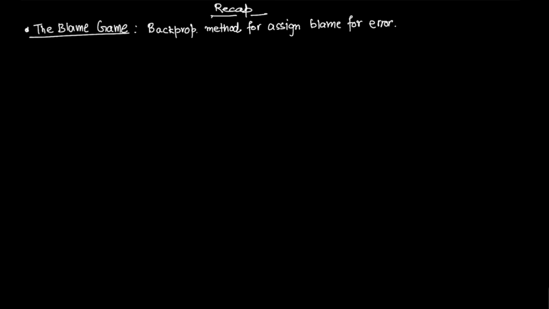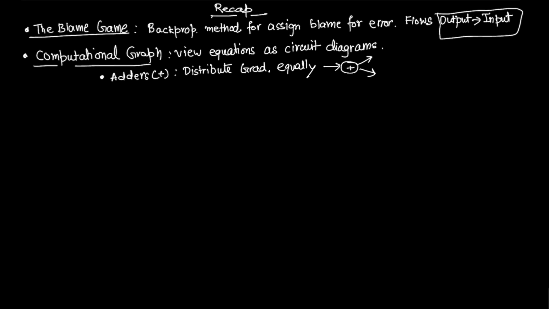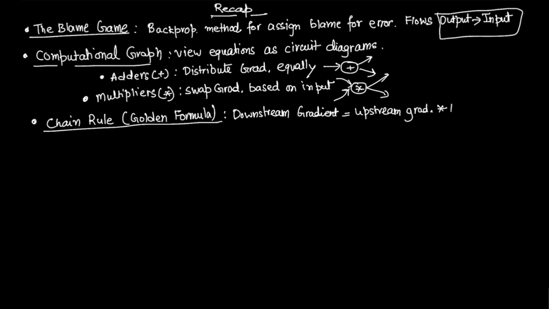We just survived the hardest, most mathematical topic in deep learning. Let's recap what we have learned. First, the blame game. Backpropagation is simply a method for assigning credit or blame for the error. It flows from output to input. Second, the computational graph. We view equations as circuit diagrams. Adders distribute gradients equally. Multipliers swap the gradient based on input values. Third, the chain rule, the golden formula. Downstream gradient is equal to upstream gradient times local gradient.